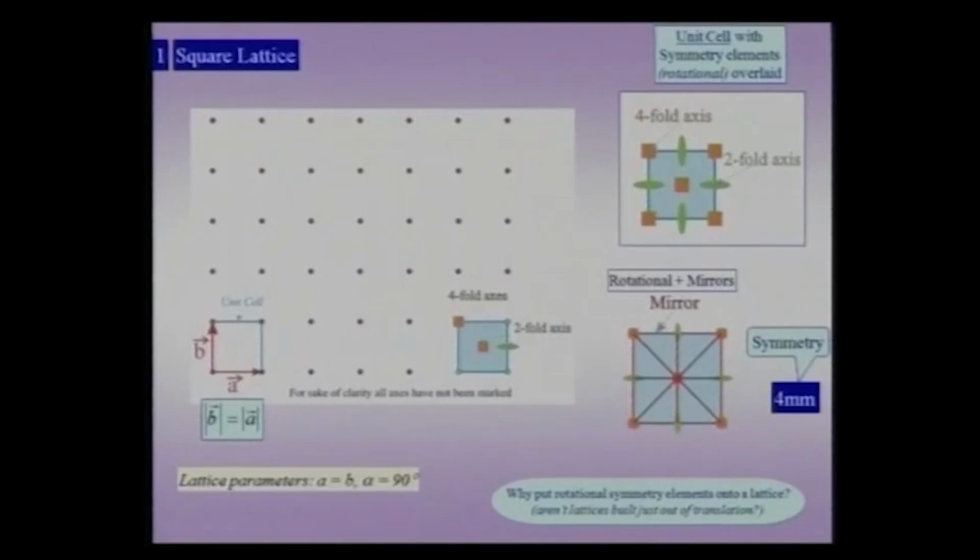This is an important question. It is true that lattices are built out of translations, as in this case it's A and B lattice translation vectors, but once the lattice has been generated, we will notice that the lattice will have certain symmetries, and it is very, very important for us to observe these symmetries and note them, because our classification of crystals is typically based on these symmetry operators.